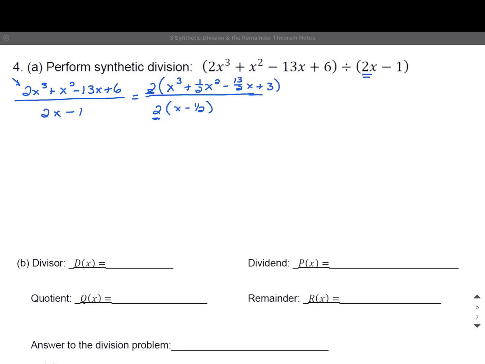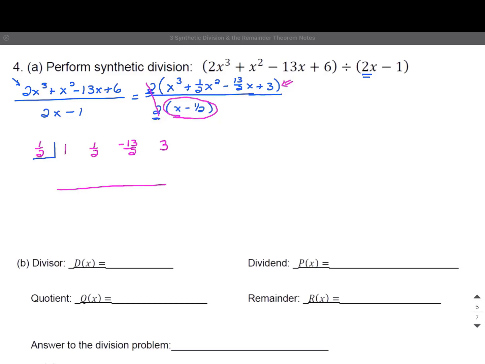plus 3. Now, I know you guys are freaking out because you're seeing lots of fractions. Calm down and trust me. I promise it's not that bad. These 2's are going to cancel out, and now our leading coefficient is 1, and we're going to be able to do synthetic division. So now I'm going to set up my half box. My root this time, of x minus 1/2, is 1/2. The coefficients of my dividend are now 1, 1/2, negative 13/2, and 3.